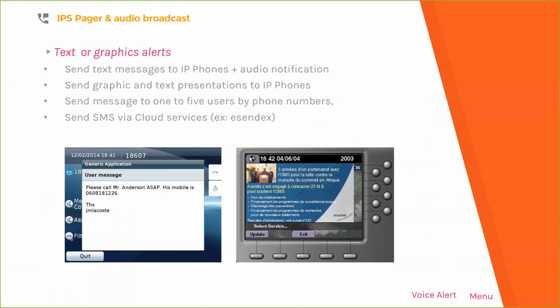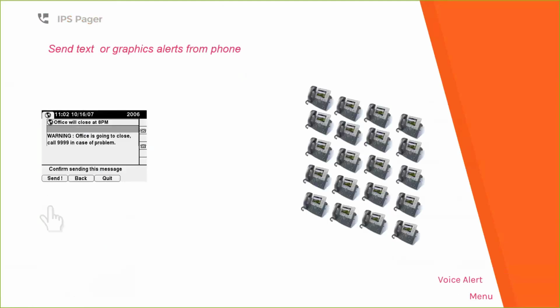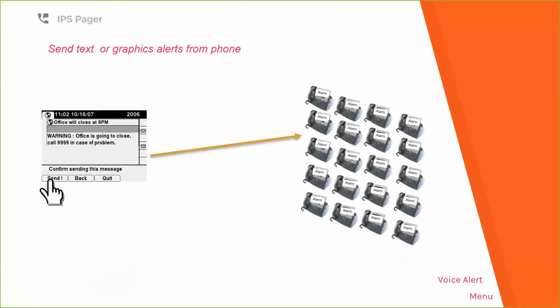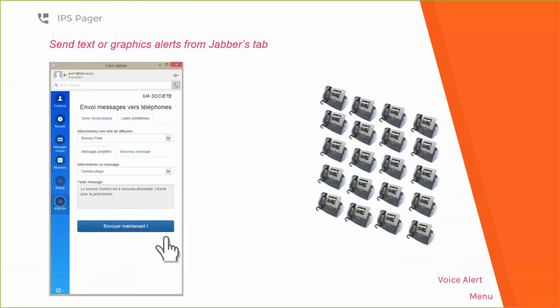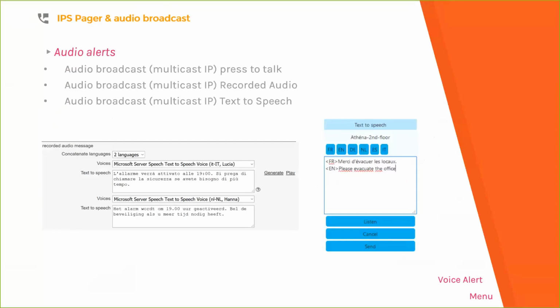We've seen already different sources. So here are some screen copies where you can see text messages or graphic messages pushed on the phone. Here we see that from an IP phone user interface, we send a text notification to a large number of phones, and the same from Jabber's tab. Here you see how you can define a text-to-speech message in several languages, up to 4 languages, which are merged in one message.